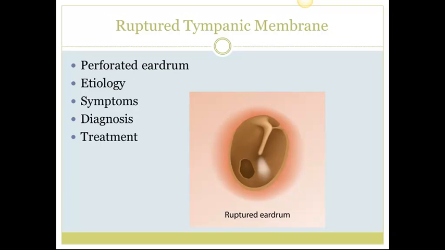Diagnosis is examination through an otoscope. And treatment is antibiotics and sometimes a surgical patch if it doesn't heal within an adequate period of time. Sometimes it can take up to 2 to 3 weeks to heal a perforated eardrum.